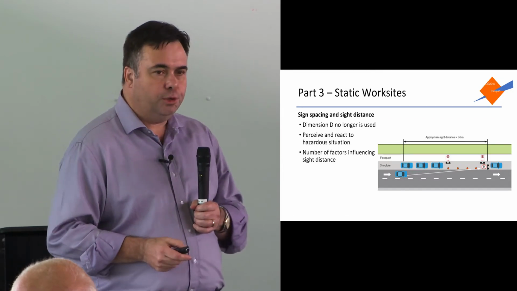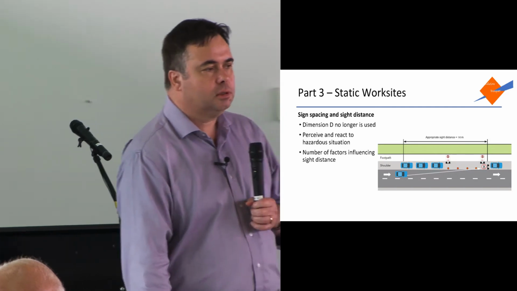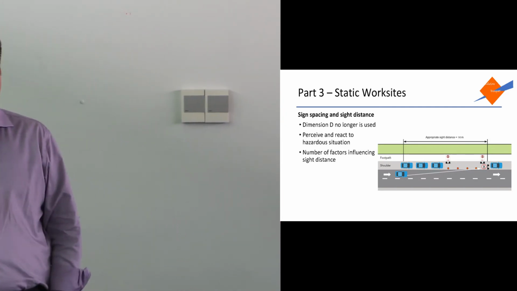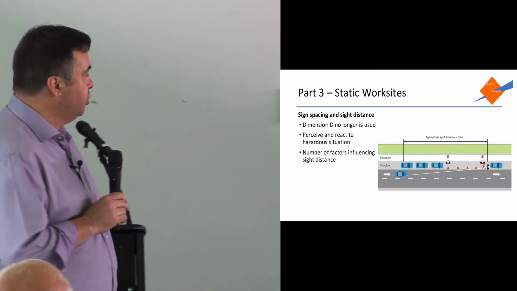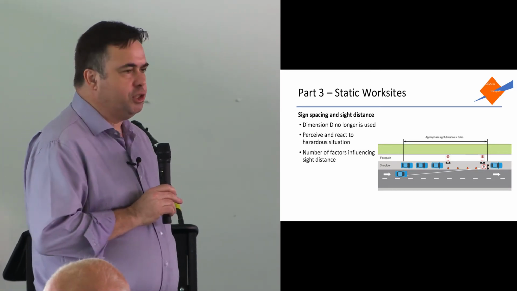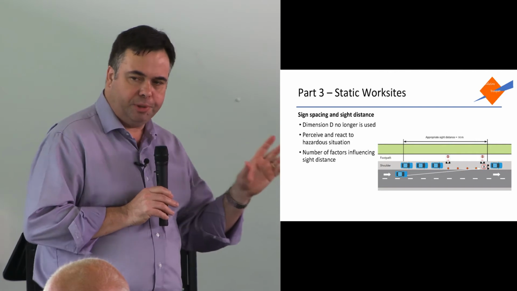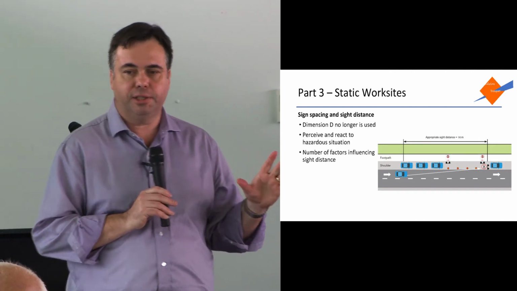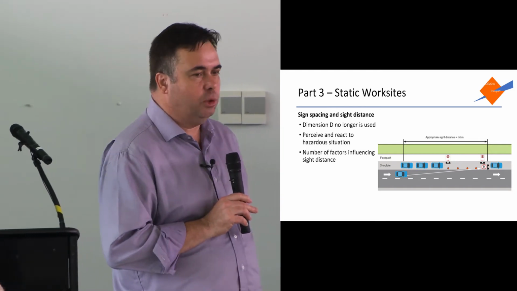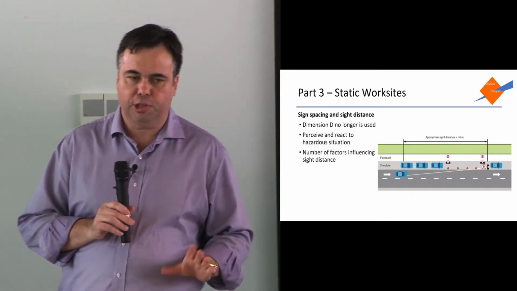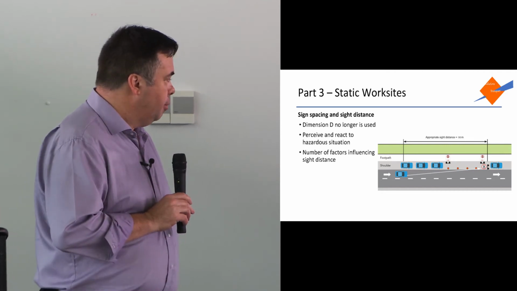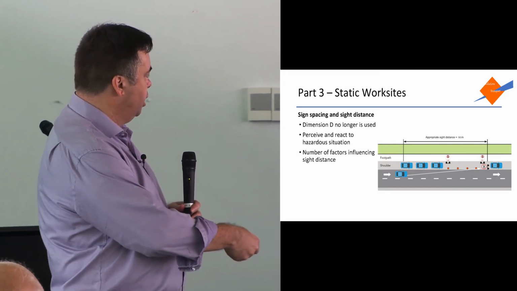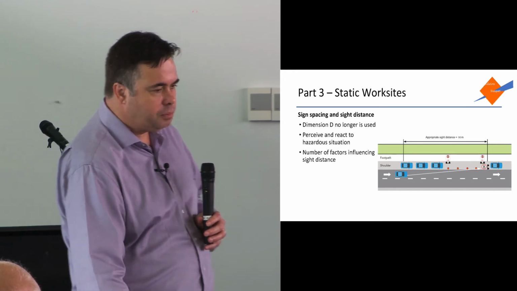We no longer use dimension D because it was wildly misused. What we've now got is about spacings for signs, and we've just tidied them all up. They may be a little bit different to what you're used to because there were differences between every state and territory, and we've listened to all the arguments and we've come up with a slightly amended set. One of the important things though is this sight distance to the sign.